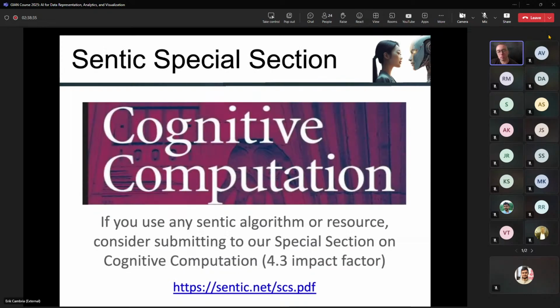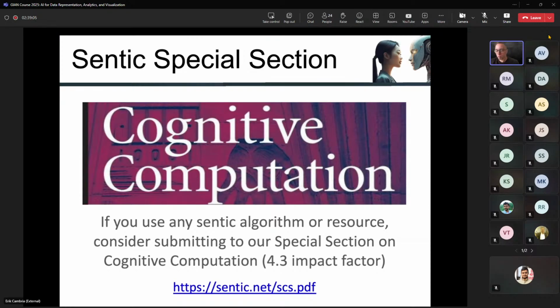And to conclude, I also want to share some possible venues for your next paper. You have all these links in these slides. This is an open call for papers. It's a special section on cognitive computation, which is always open. It's specifically about sentic computing. So if you're using SenticNet, Affective Space, or PrimeNet, or whatever, you can definitely submit here.